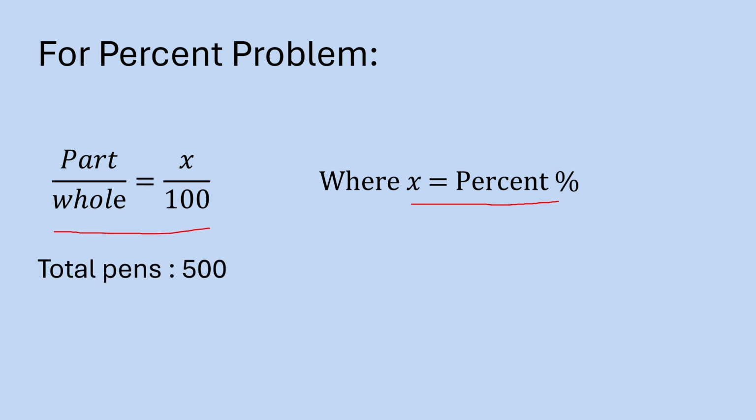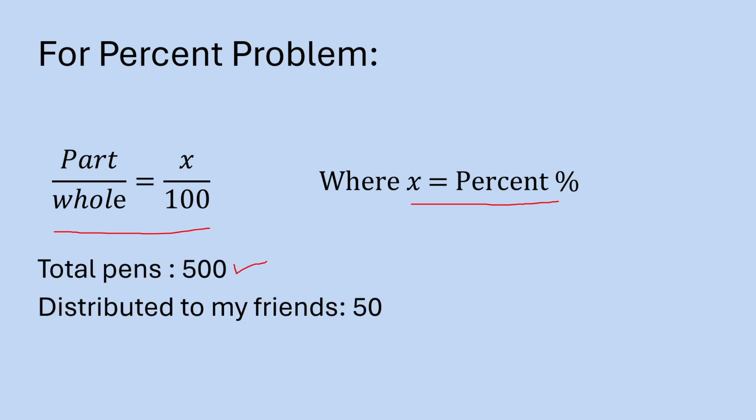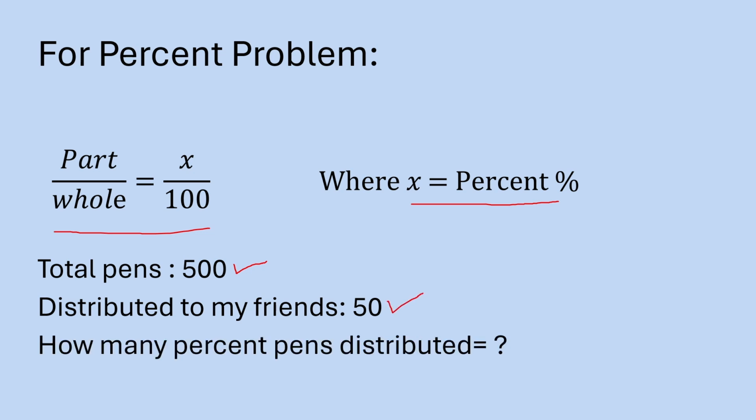Example, I have a total of 500 pens. I distributed 50 pens to my friends. Now I want to know how many percent of pens I have distributed. Suppose it is x percentage, then we can use this formula. Here x is equal to percent. So we want to find out this one.